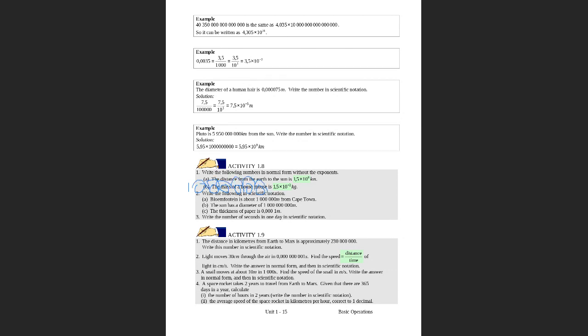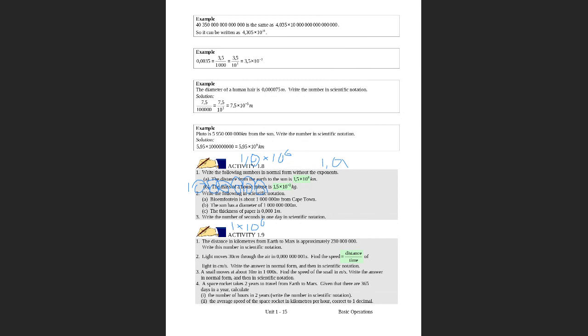The original comma is to the right, so it will be 1,0,0 times 10 to the power 6. Or somebody can just write 1 times 10 to the power 6.